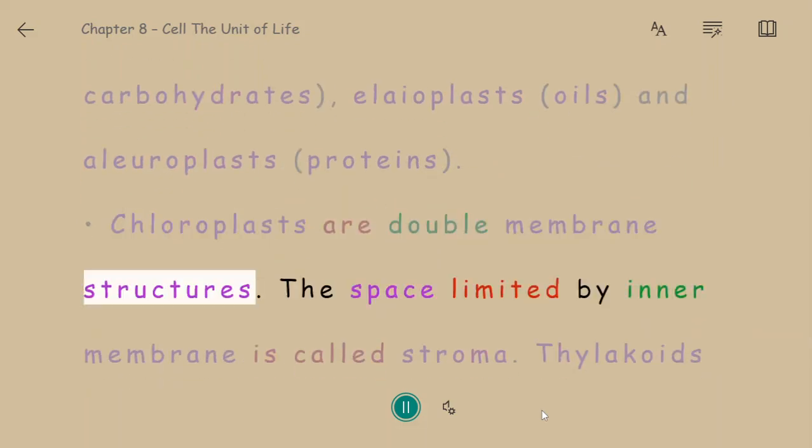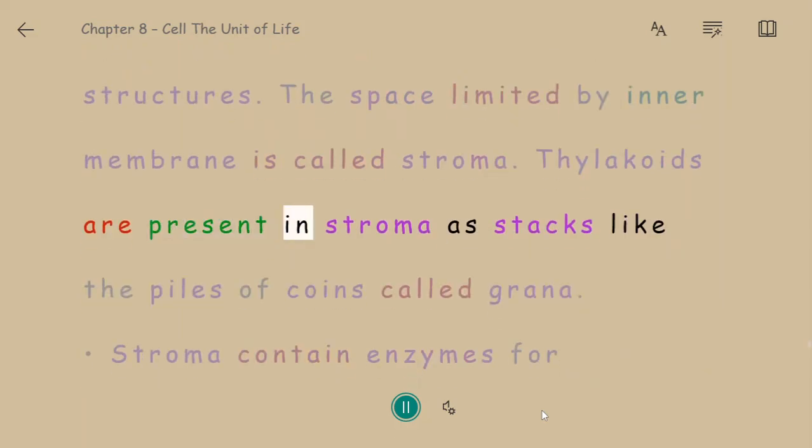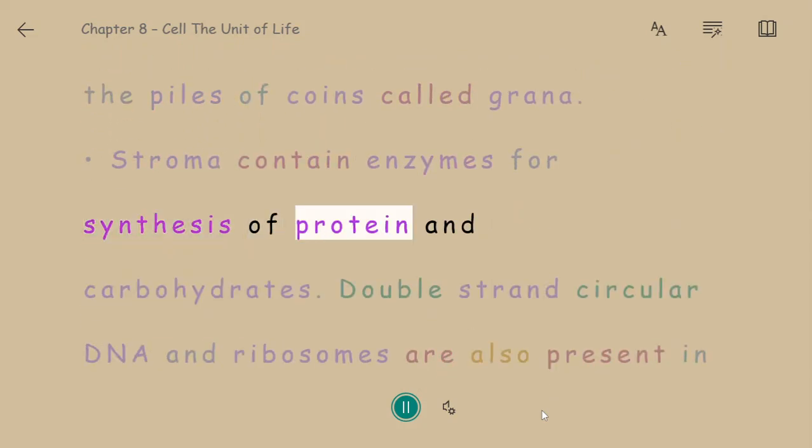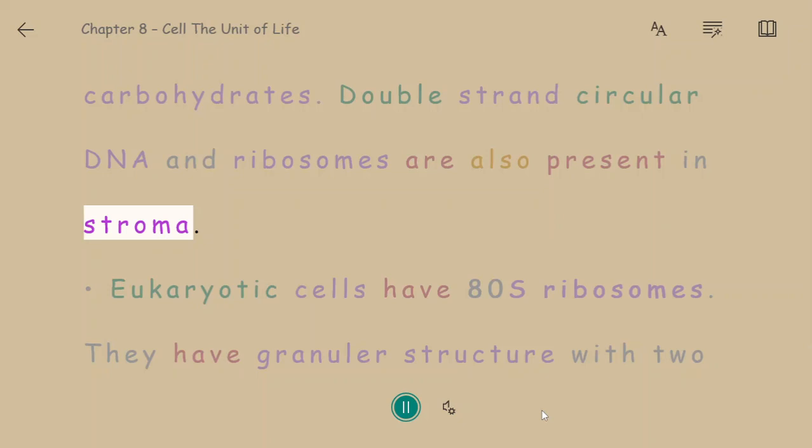Chloroplasts are double membrane structures. The space limited by the inner membrane is called stroma. Thylakoids are present in stroma as stacks like piles of coins called grana. Stroma contains enzymes for synthesis of protein and carbohydrates. Double-strand circular DNA and ribosomes are also present in stroma.